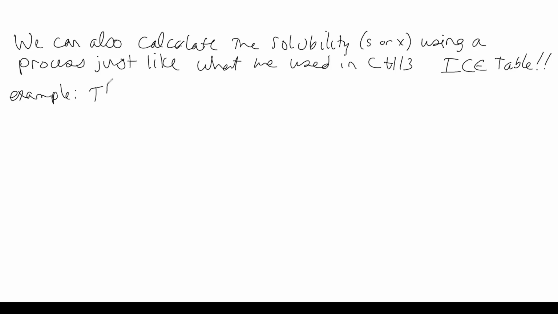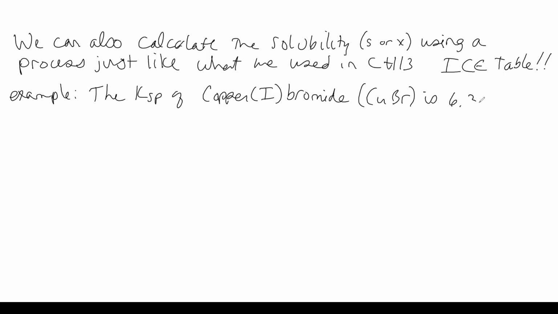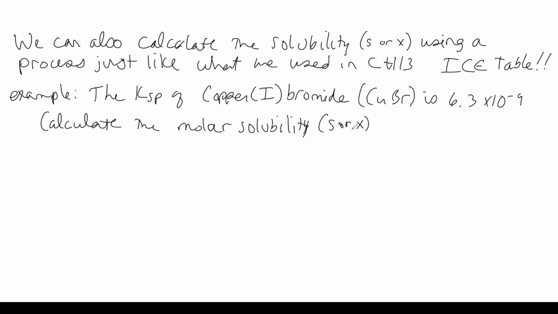So the KSP of copper(I) bromide, and there's the formula for it, is 6.3 times 10 to the negative 9. So what we want to do is calculate the molar solubility, so that's going to be S or X, okay, of copper bromide.